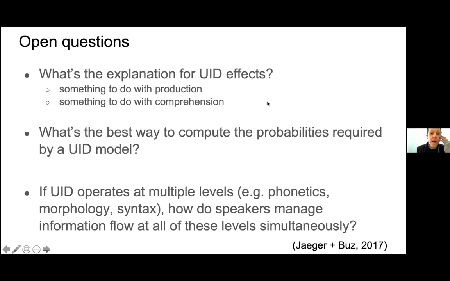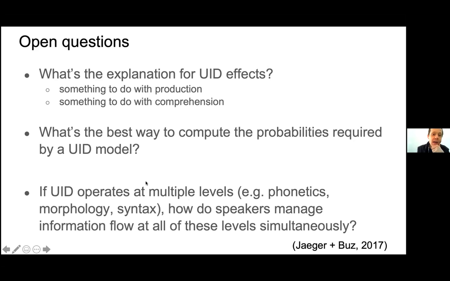Okay, here's what I see as some of the important questions here. We already talked about the question of what the underlying explanation is for these phenomena. We already touched on the question of what's the best way to compute the probabilities required by a UID model, where by best I mean the way that lines up with the best account of the information people are actually using when they're forming expectations, say, about what's going to come next in a communicative exchange of some kind.